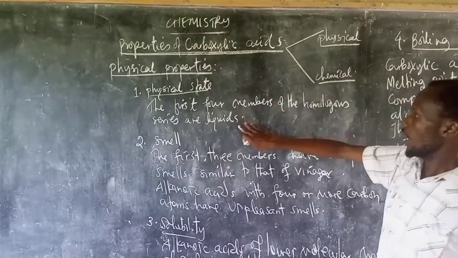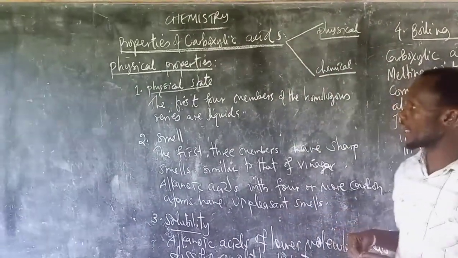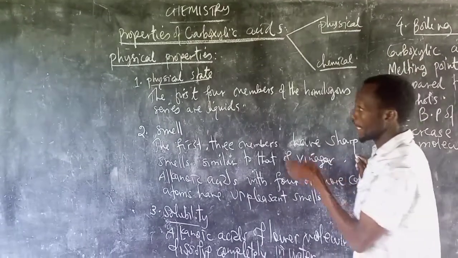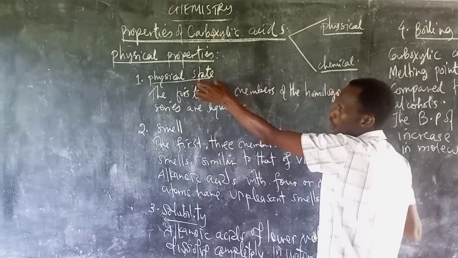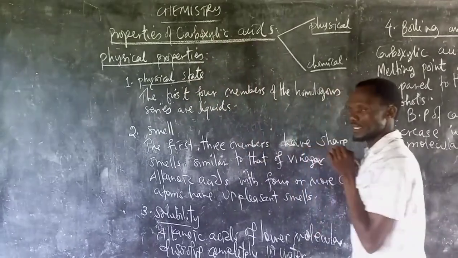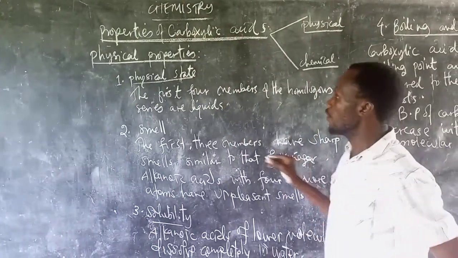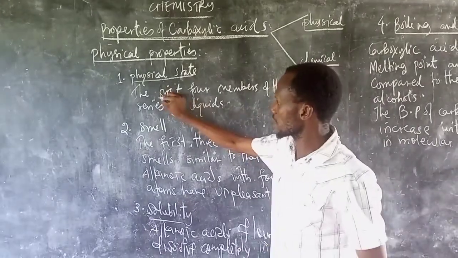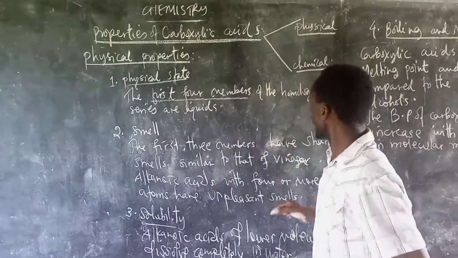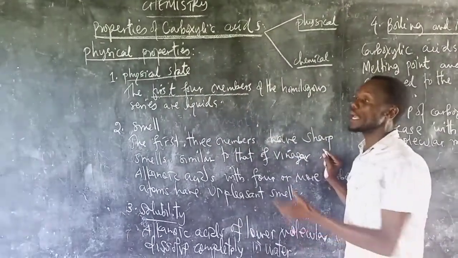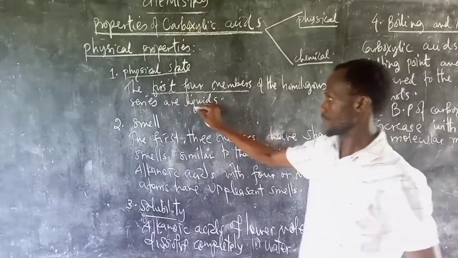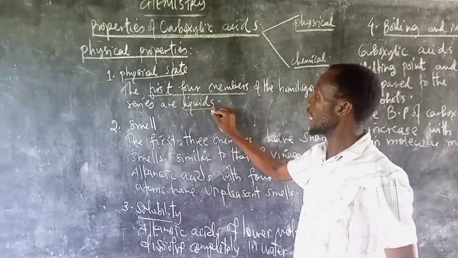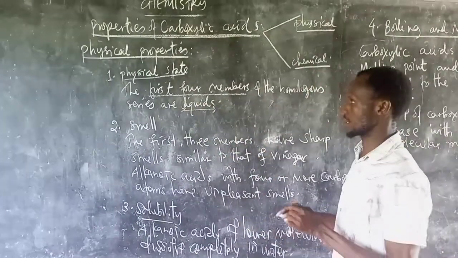It was determined experimentally that the physical states of these carboxylic acids can be determined by checking the first four members of the homologous series. Means the first four members of the homologous series are liquids, and the rest are not liquids.